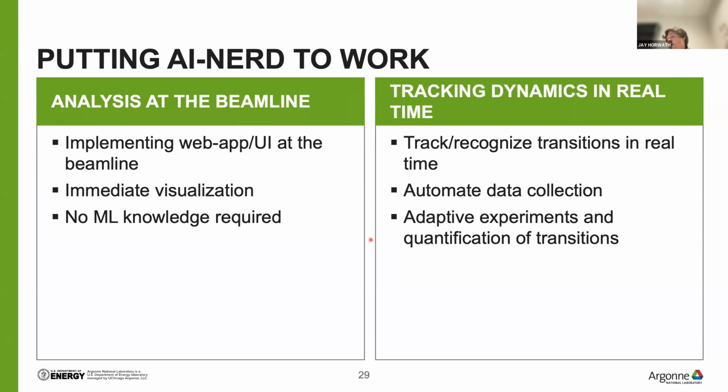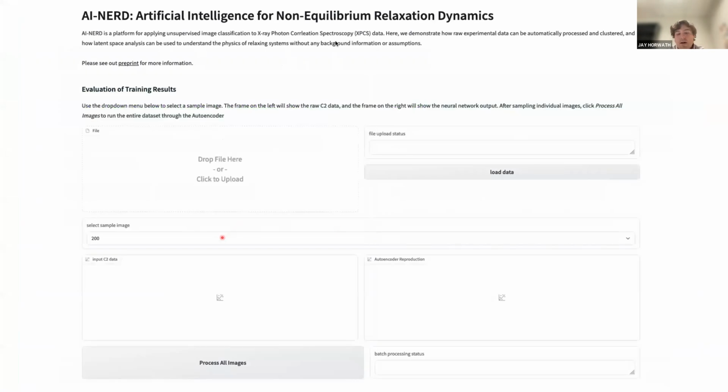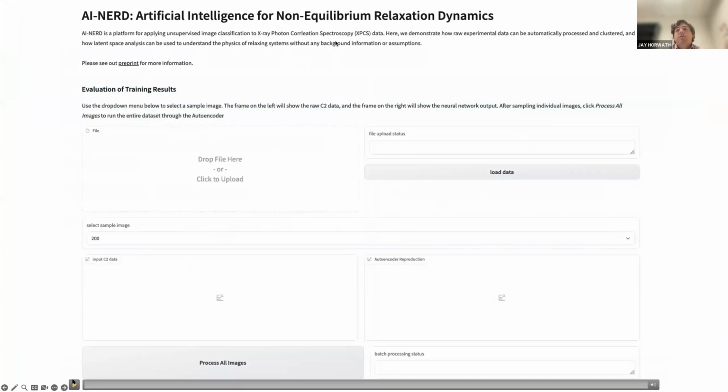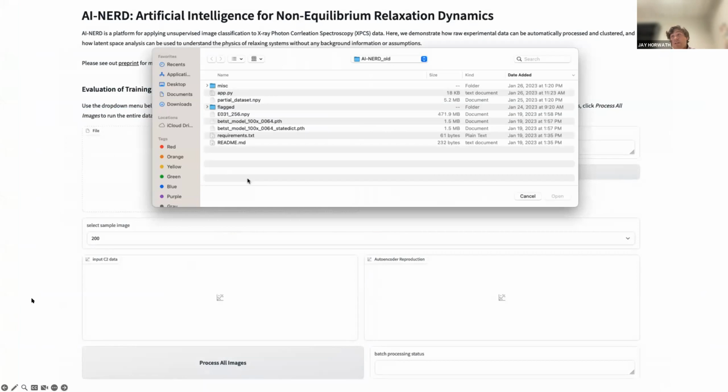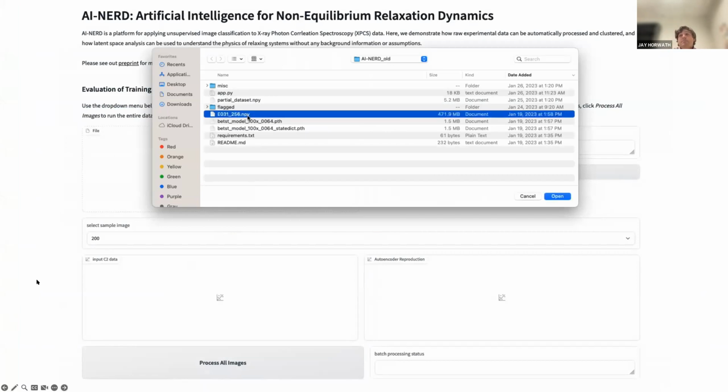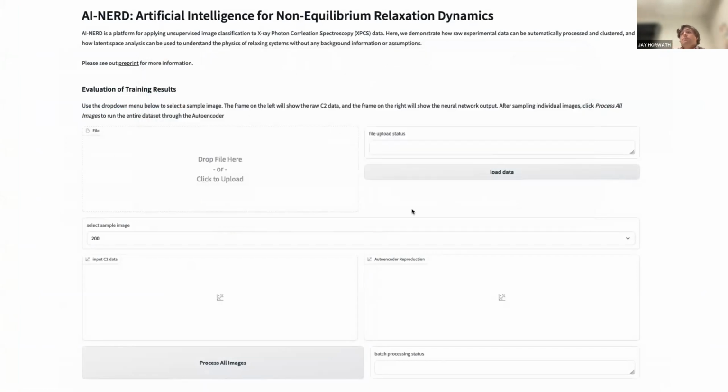And the second thing that I want to talk about that we're working towards is tracking these dynamics in real time, so that when we have these complicated patterns, maybe we can detect them and optimize the data collection so that we make sure we don't miss anything, for example. I'm going to talk you through a demonstration of what we're doing here. Basically, I'm trying to set this web app up so that we can perform this AI analysis in as drag-and-drop a fashion as possible.